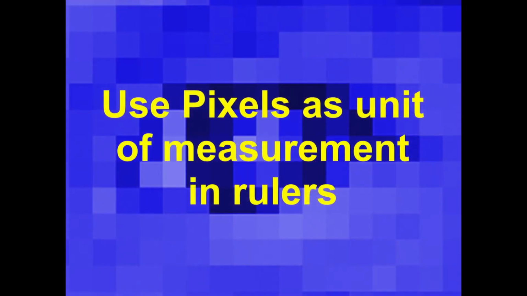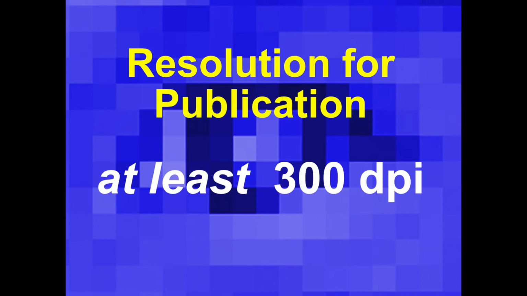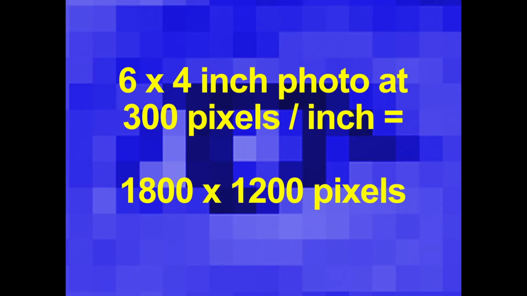When you're using Adobe Photoshop to modify your images, I think it's wise to use pixels as a unit of measurement in your rulers. This avoids the need for conversion and potential confusion. Remember, for publication, the resolution should be at least 300 dpi. A 6x4 inch photo at 300 dpi is 1800 by 1200 pixels. A smaller 3x2 inch photo is 900 by 600 pixels.